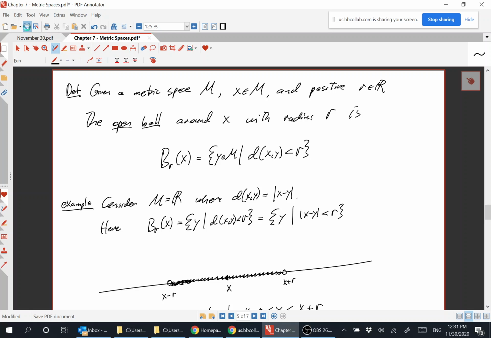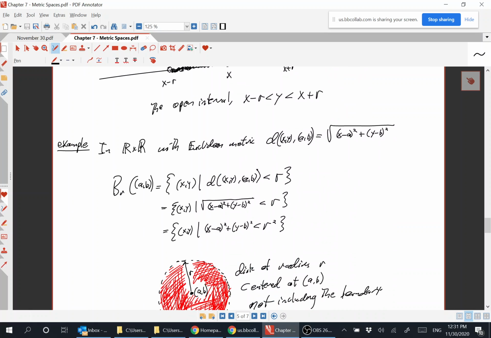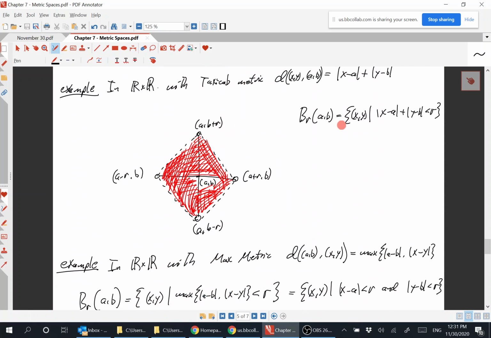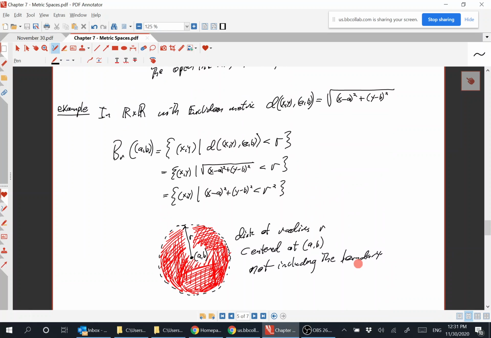Okay, and so for the metric space that's just the real numbers, with this typical straight line metric, the open ball around X is the interval from X minus R to X plus R. And then for R cross R, with the Euclidean metric, the open ball around the point (A, B) is the disk of radius R around the central point, (A, B).